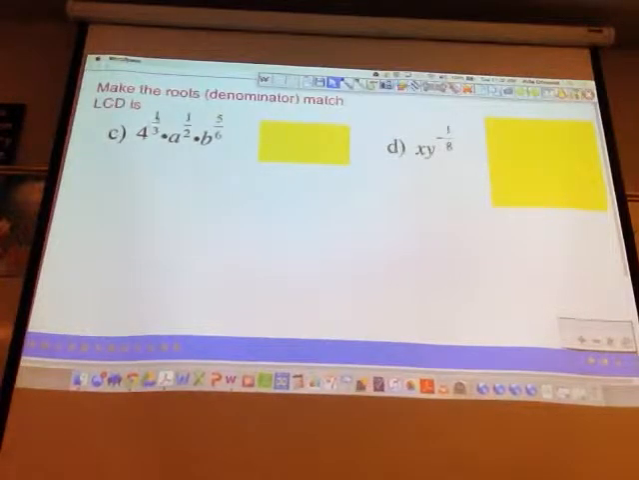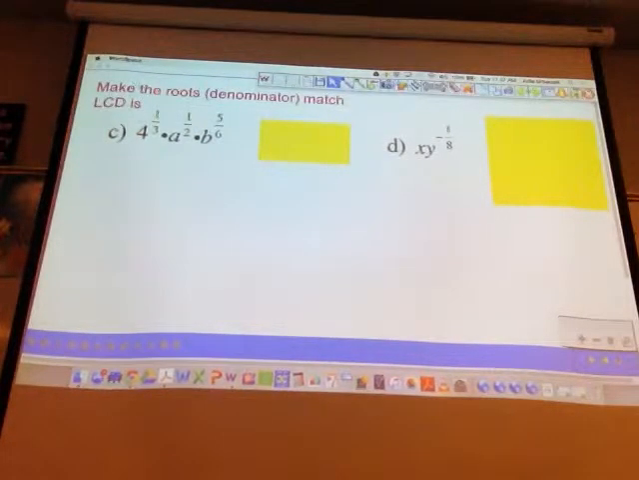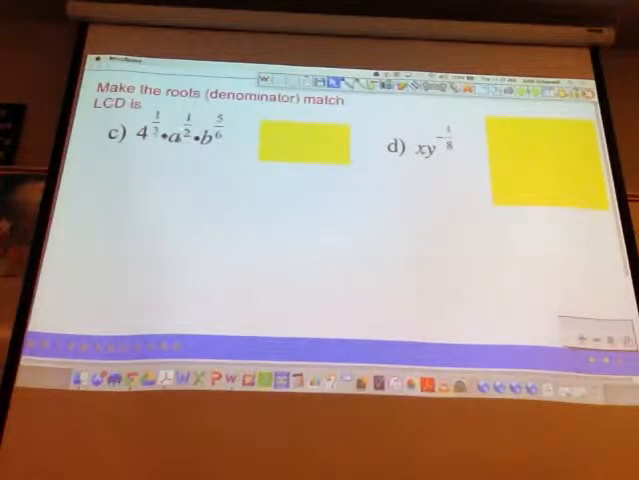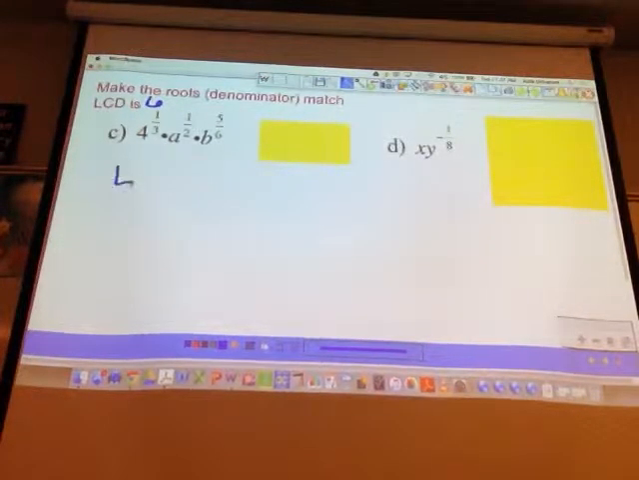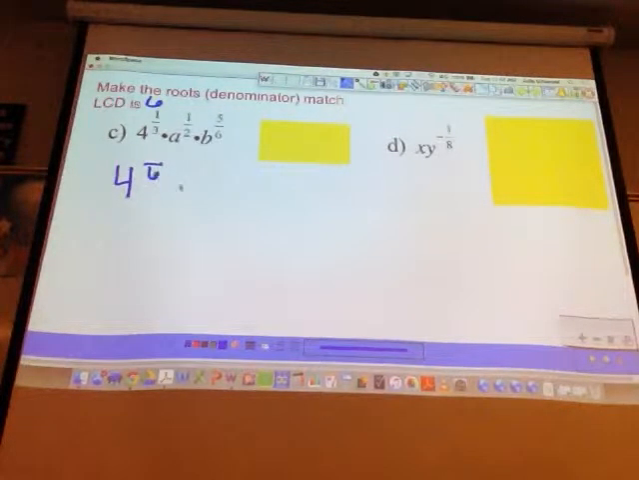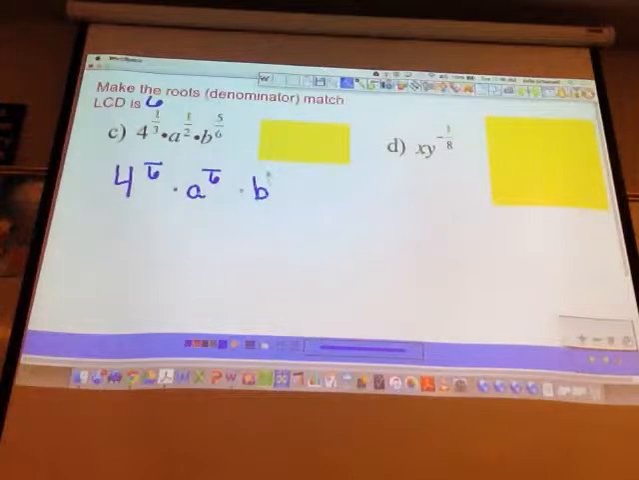There's just a lot of opportunities. You can make the roots match, and then we'll take the root of all of them. So let's make an LCD of 6. This is not the only way you can do it, but this is one of the easier ways. Okay, so we want a denominator of 6 times a to a fraction that has a denominator of 6 and times b to a fraction that has a denominator of 6.